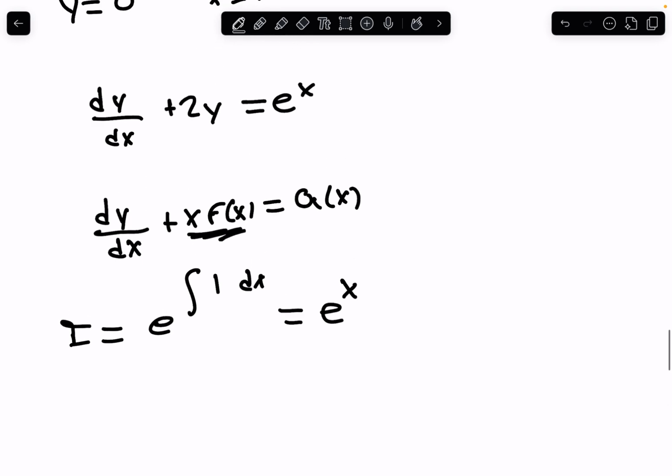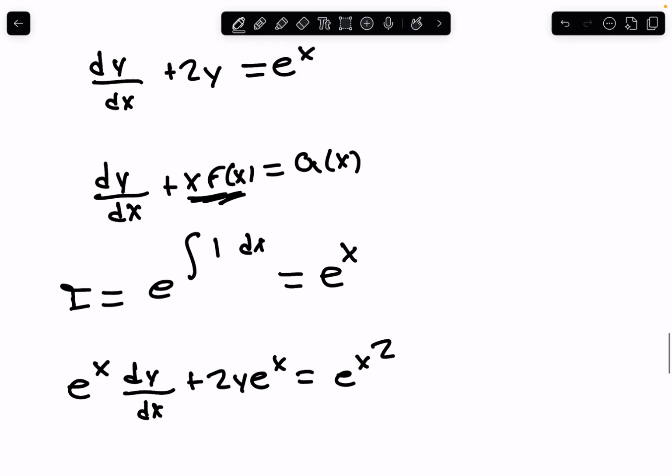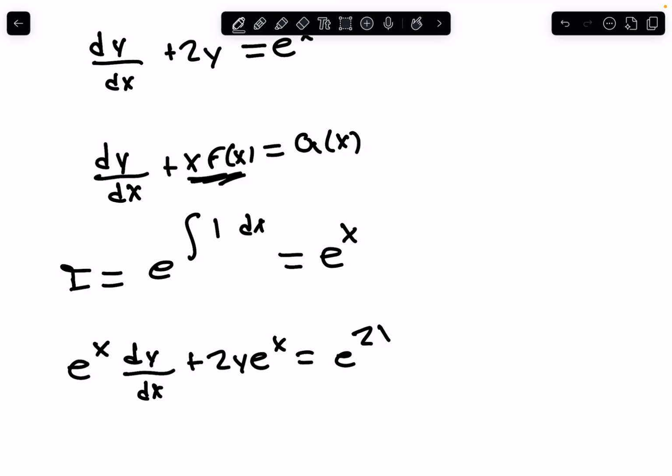And now you found the integrating factor. So what do you do with the integrating factor? Well, you simply multiply through with it. So if you multiply through the differential equation with this e to the x, we'll find that e to the x dy by dx plus 2y e to the x equals e to the 2x. Since we're multiplying, we're adding exponents, so it's going to be e to the 2x.